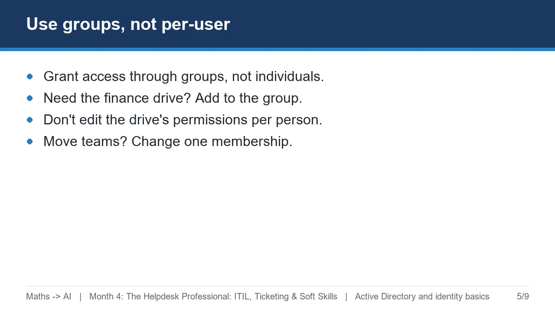Here's the golden rule of access: grant through groups, not to individuals. If Sam needs the finance drive, you add Sam to the finance group. You do not go and edit that drive's permissions specifically for Sam. Why does this matter? Because when Sam later moves teams, you just remove one group membership, and all the right access changes at once. That's role-based thinking, and it's how access management scales in a real organization. Memorize it: groups, not people.